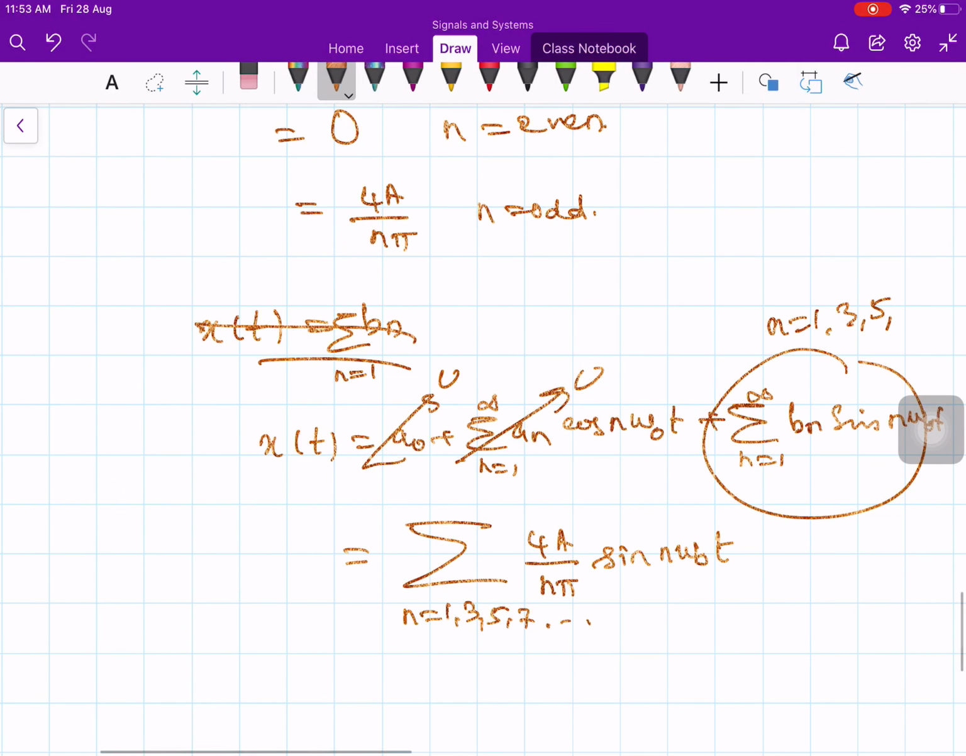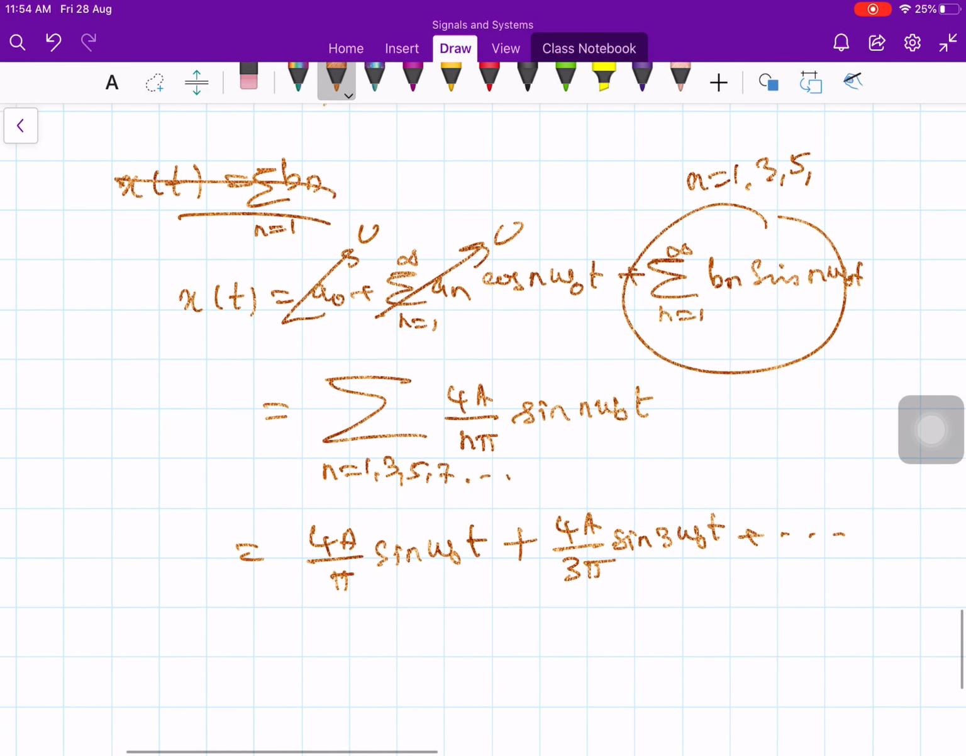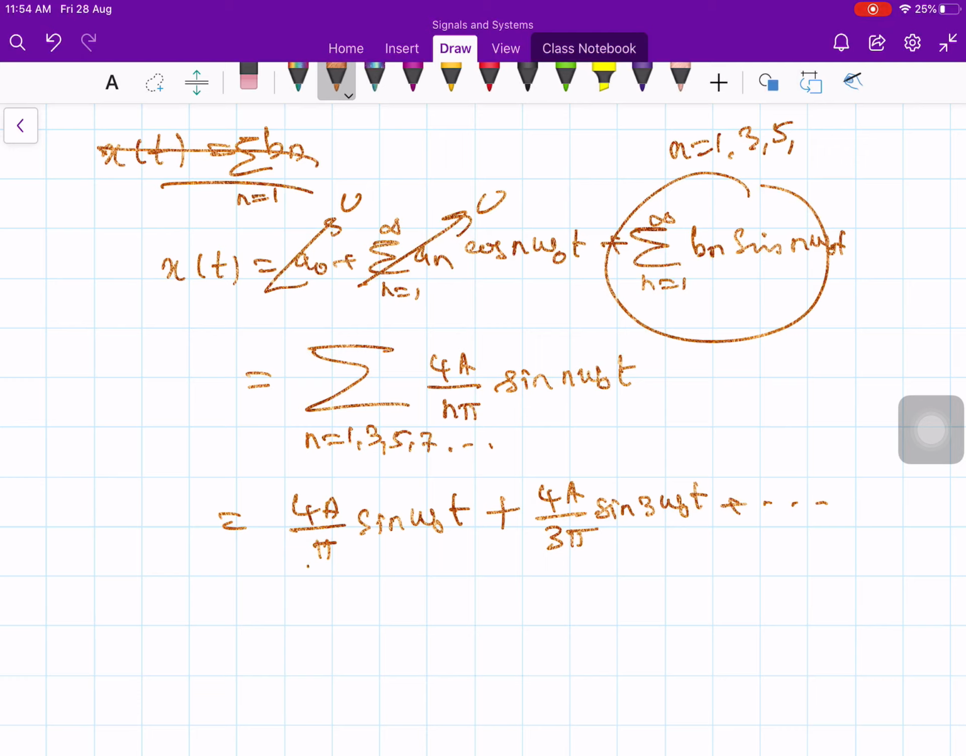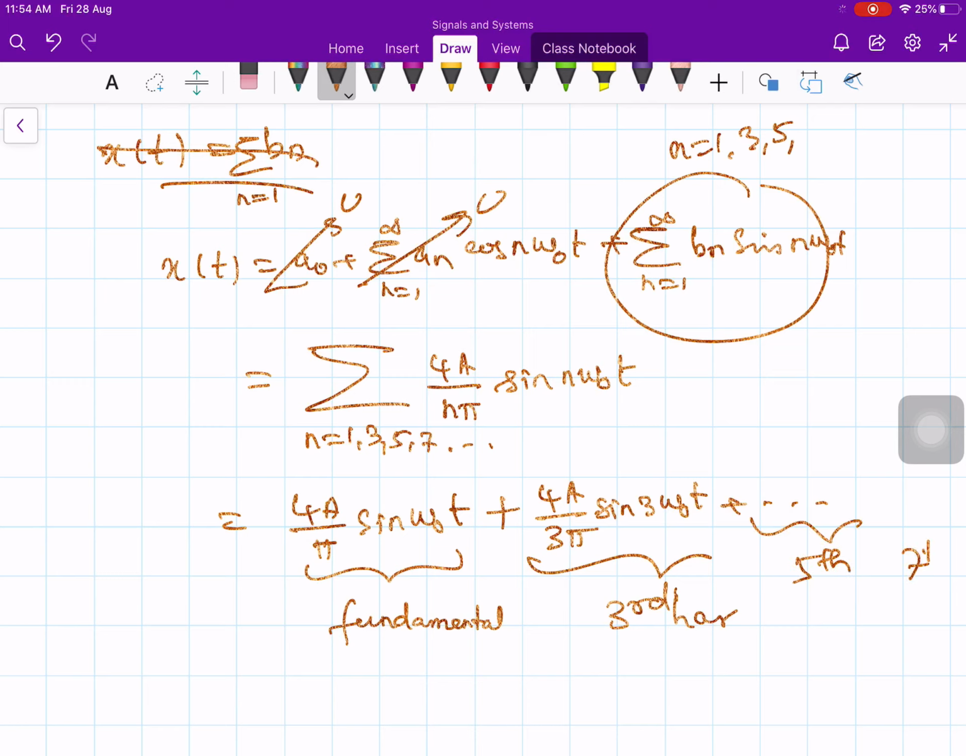Okay, so if you expand this, for n equals 1, it is 4a by pi sine of omega naught t, plus for n equals 3, 4a over 3 pi sine of 3 omega naught t, plus and so on. Therefore this has a fundamental harmonic. This is called the fundamental component, and the third harmonic, and fifth harmonic and seventh harmonic and so on.